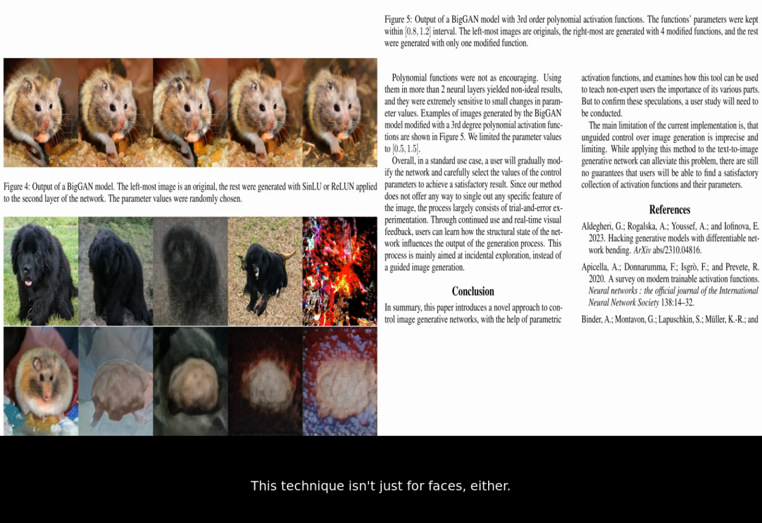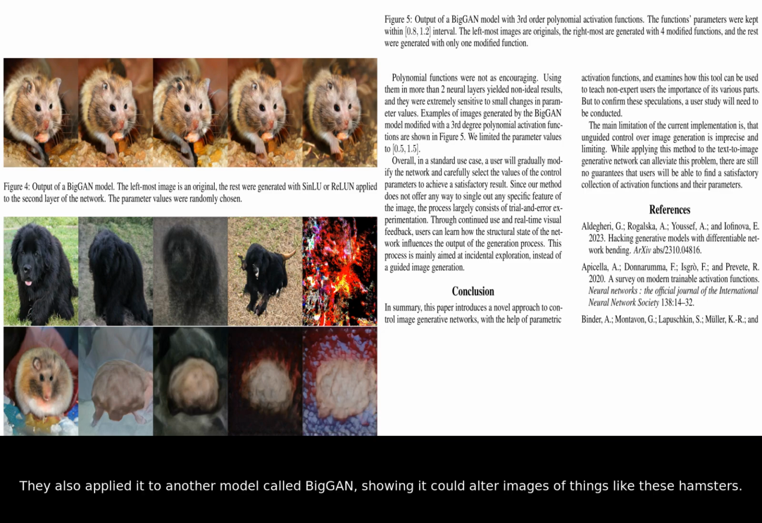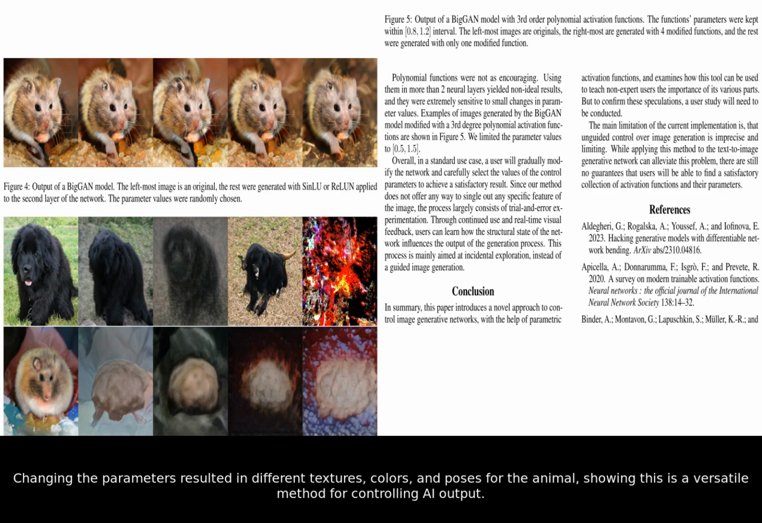This technique isn't just for faces either. They also applied it to another model called BigGAN, showing it could alter images of things like these hamsters. Changing the parameters resulted in different textures, colors, and poses for the animal, showing this is a versatile method for controlling AI output.